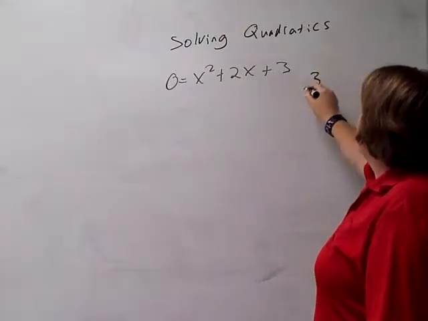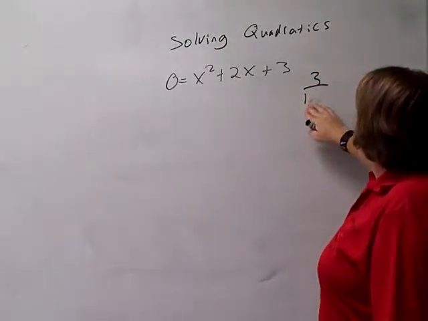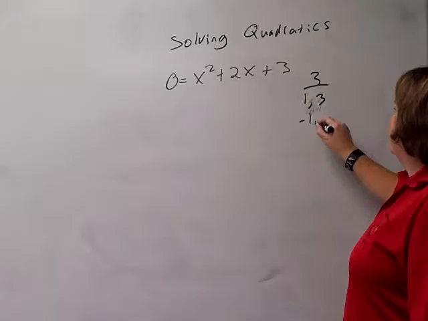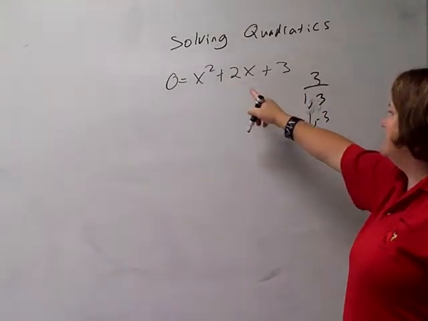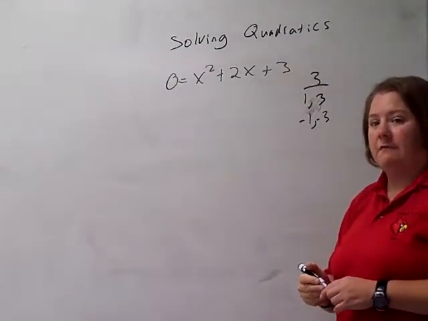A times c is 3. The only factors of 3 are 1 and 3, or negative 1 and negative 3. 1 plus 3 is 4, I need a 2. Negative 1 plus negative 3 is negative 4, I need a 2. So I know it's not factorable.